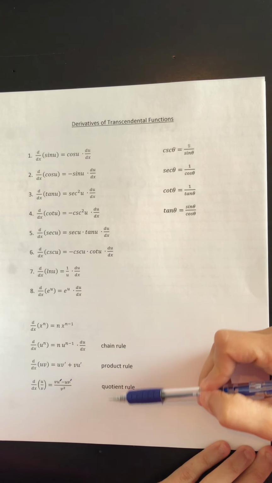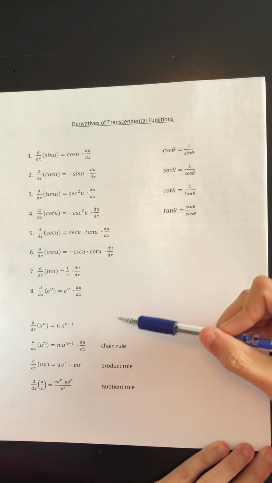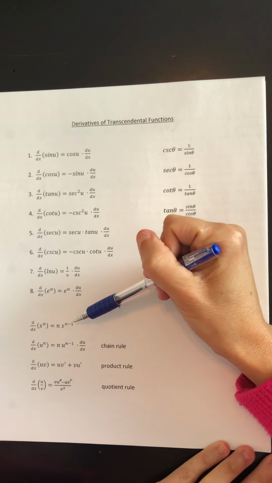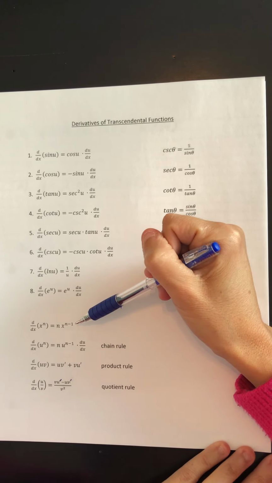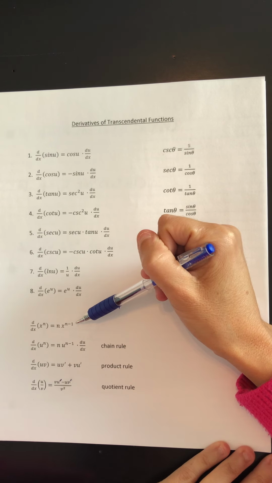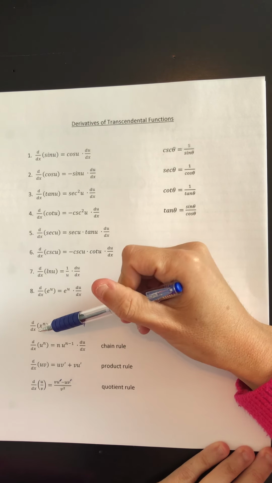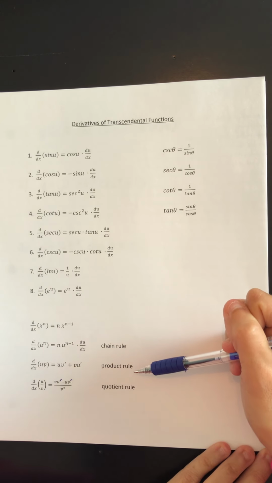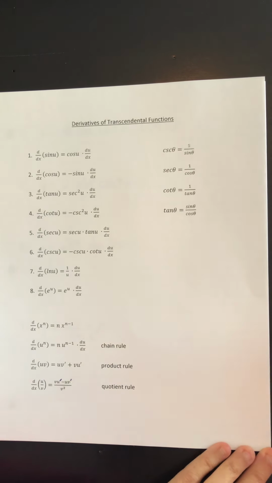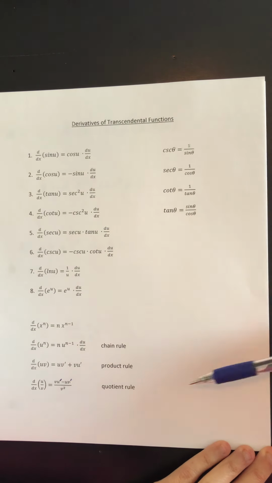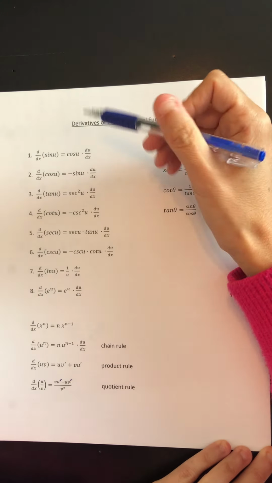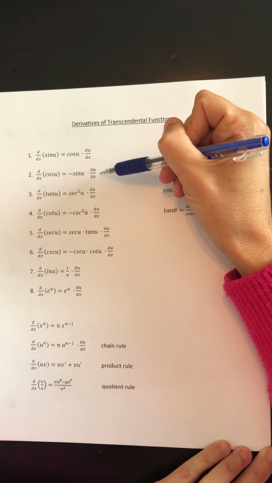And at the bottom of the page are the formulas from the first unit of this course, including the one that we used to take the derivative of polynomials, the derivative of x to the n. The chain rule is included, product rule, and also the quotient rule. Okay, so what we're going to concentrate on in this first video are these first two derivatives.